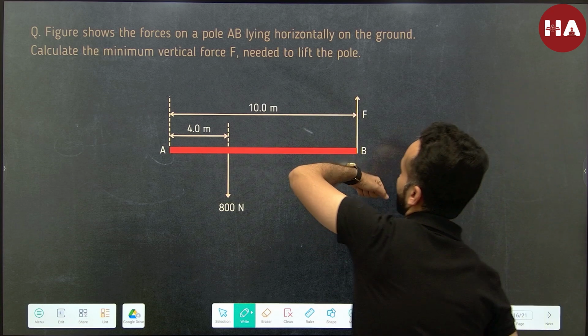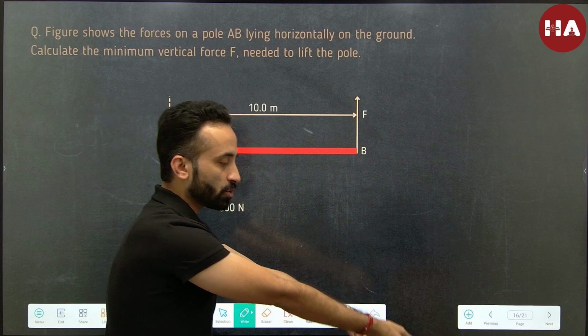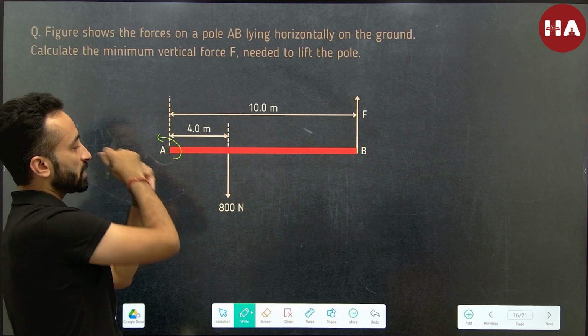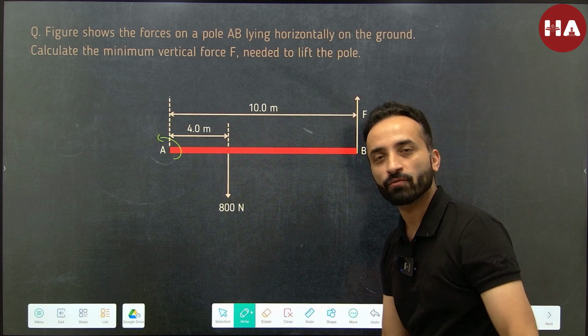Okay, so this has to be lifted like this. You have a rod, you are lifting it. So that means you are rotating it about this point. Okay, so this is going to be lifted. Who's stopping it from being lifted? Of course, its own weight.